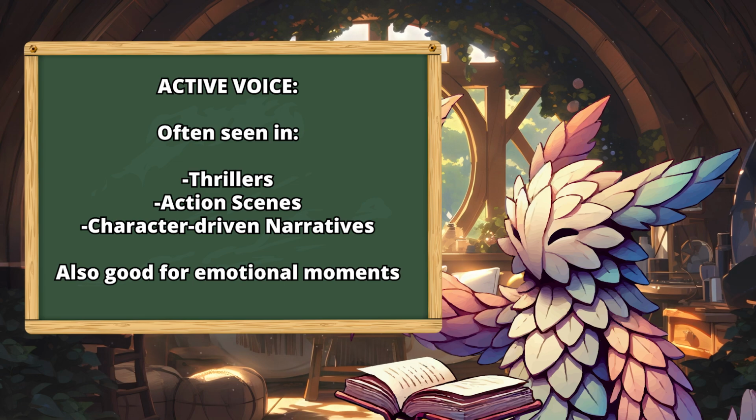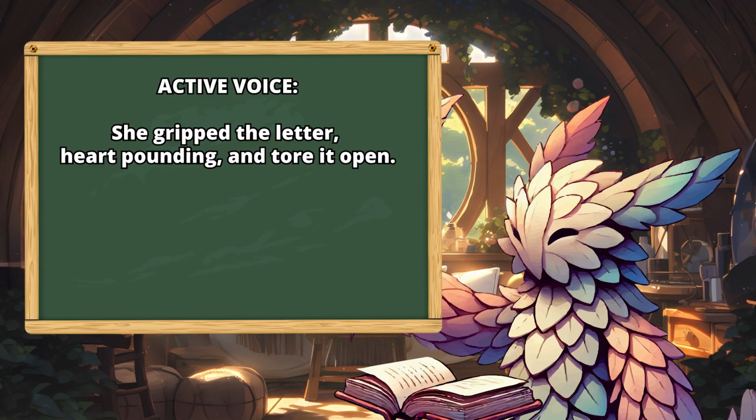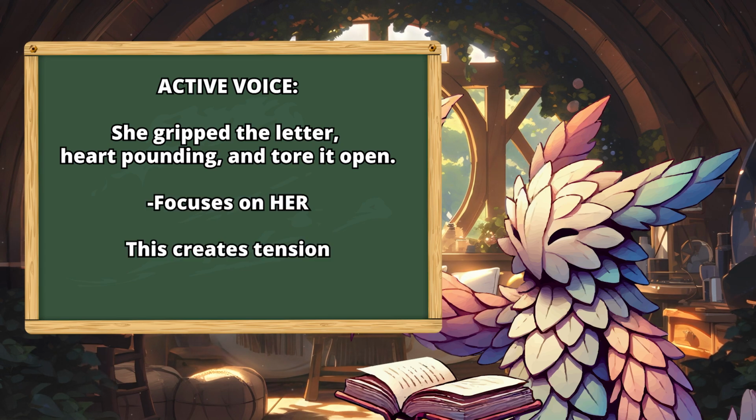But active voice isn't just for fights and chaos. It can also work wonders in emotionally charged moments. Consider a character making a life-changing decision. She gripped the letter, heart pounding, and tore it open. That small moment of agency, her gripping the letter, her heart pounding, creates tension. The reader is right there, feeling every moment.